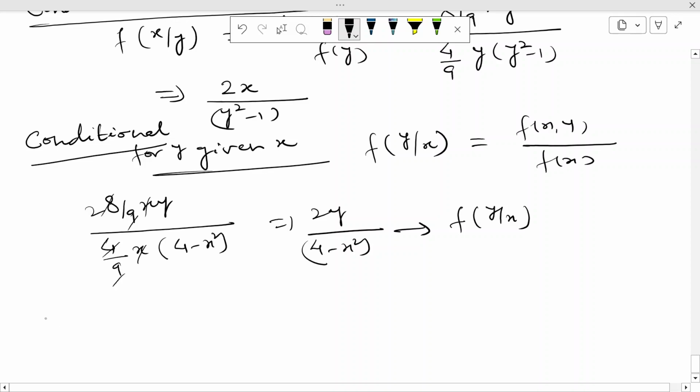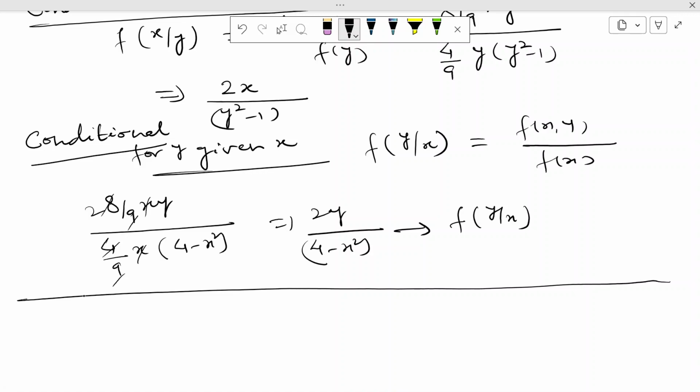So this is how we can obtain the marginals, conditionals, and the value of the unknown involved in our joint PDF. And in our next lecture we will discuss the probability, means how we can calculate the probabilities for two-dimensional continuous random variable and some more concepts.